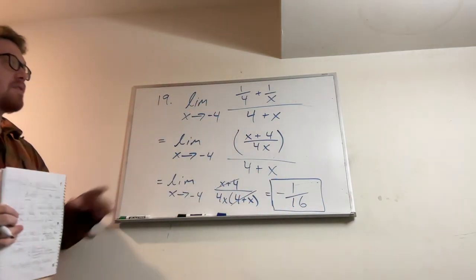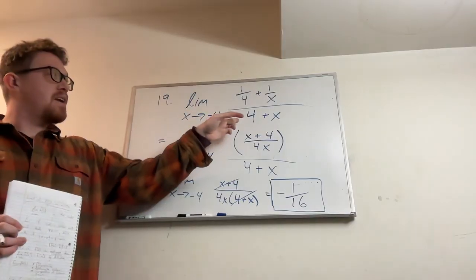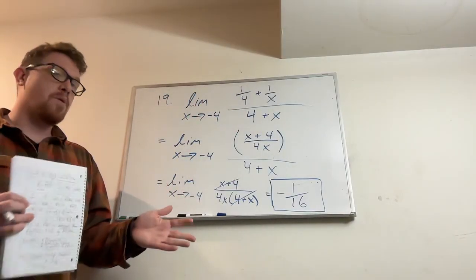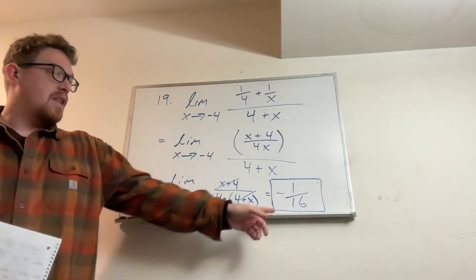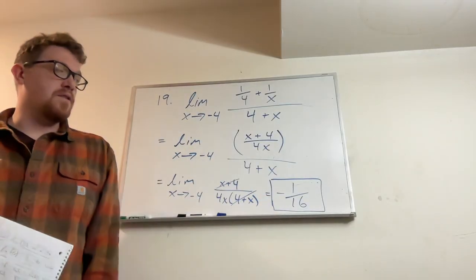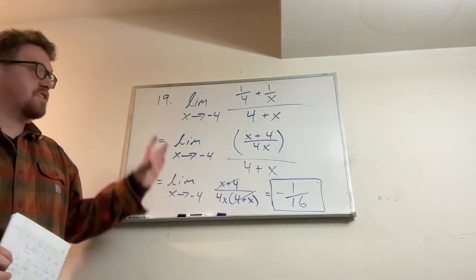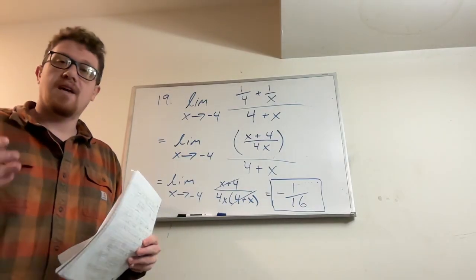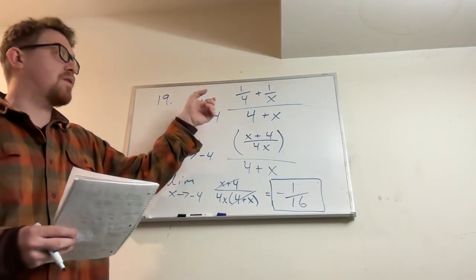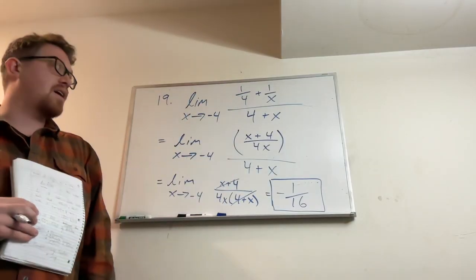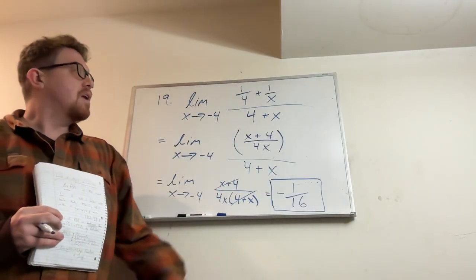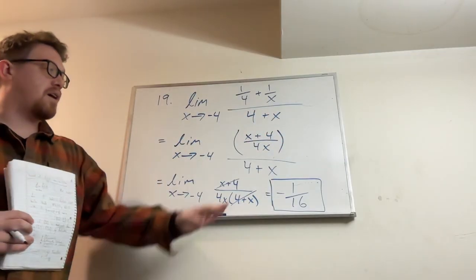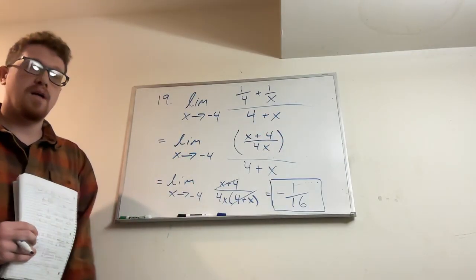So again, the function is not defined at negative 4, but if we plug in values that are really close to negative 4, like negative 3.99999, the output of the function should be really close to negative 1/16. And you can actually check this on a calculator. If you don't believe me, you can take out your calculator and start plugging in 1 over 4 plus negative 3.999, and see how close you can get it to negative 1/16.